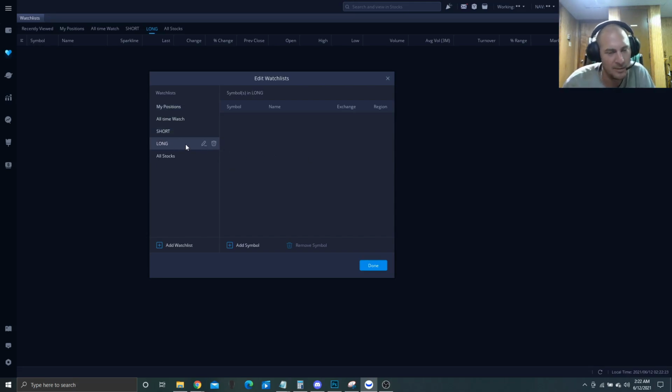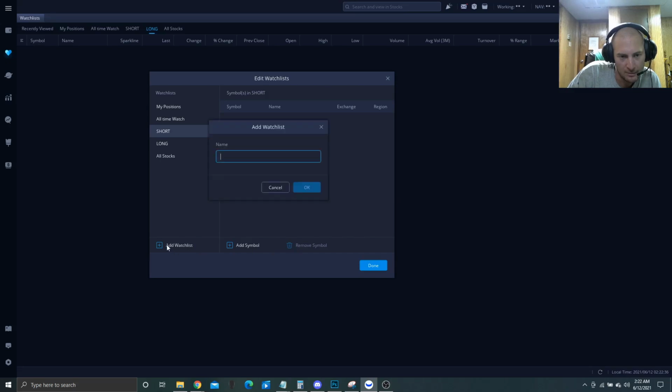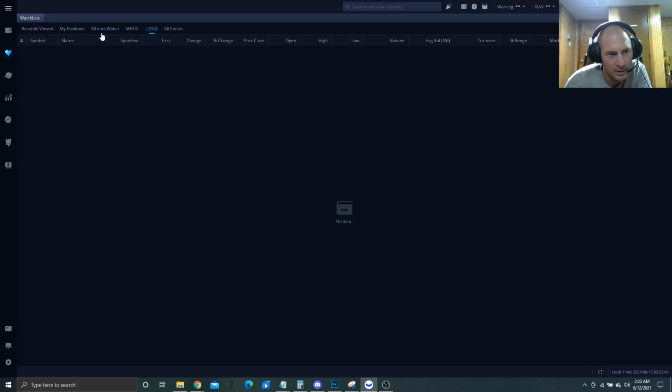Basically anything you're considering going long in will go on this long watch list, and anything you're considering going short in or buying puts on will go into this short watch list here. To do that, you just click add a watch list, type in short to create the short one, and long to create the long watch list, and then click the OK button and you're done here. So now you have your two watch lists, short and long, and I have this all-time watch list also.